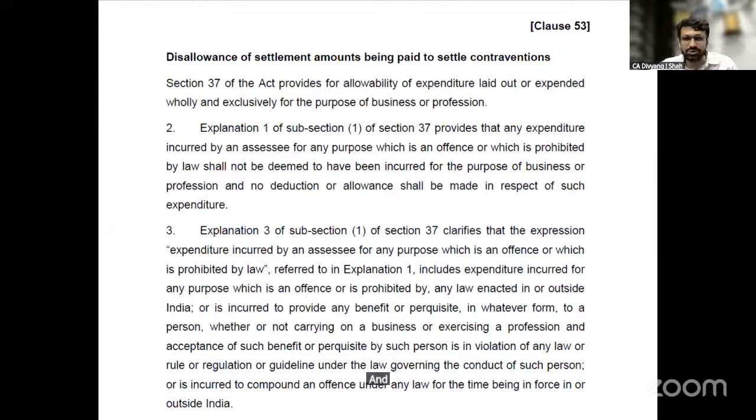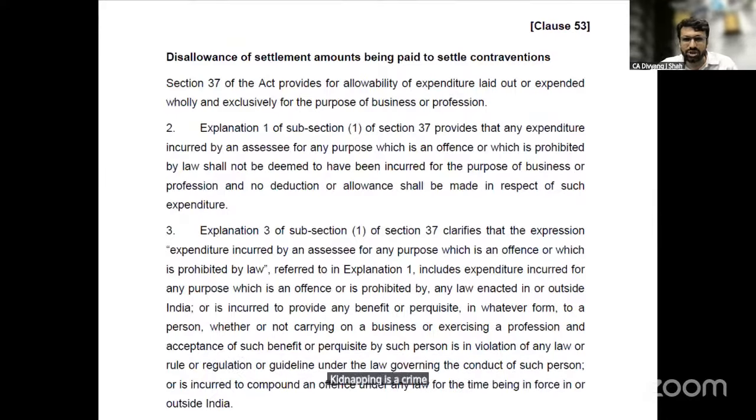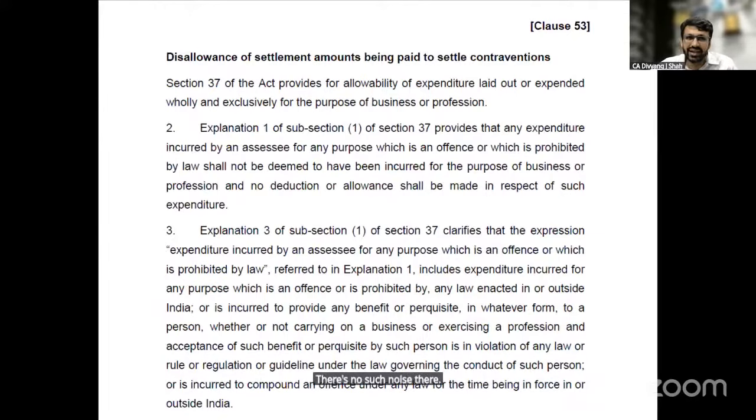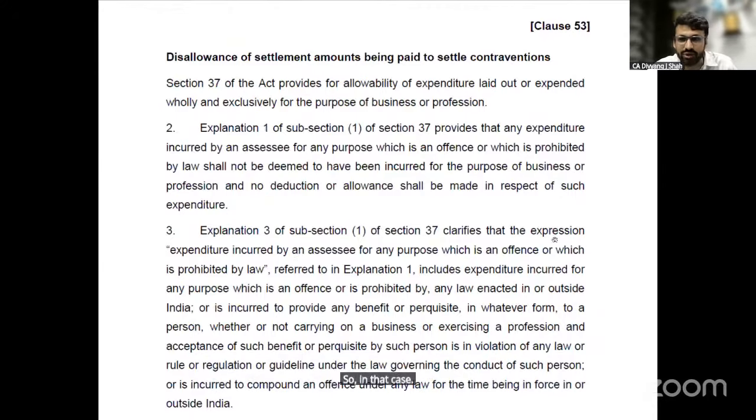And the matter again reached appeal, and in the appeal the company claimed that though that explanation is added, there has to be a violation. Now, whether that payment is in violation of any law, that payment has no violation of any law. Kidnapping is a crime. Paying a ransom is not a crime. Now, second, whether it is prohibited by law. So, does any law exist in India which says that paying a ransom is not allowed? The answer is no. There is no such law. So, he contended that this expenditure should be allowed. So in that case, yes, that expenditure was allowed.